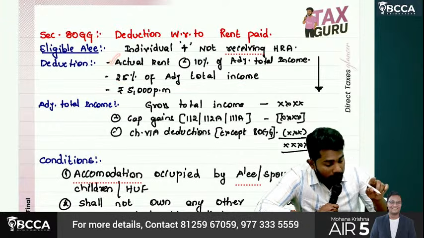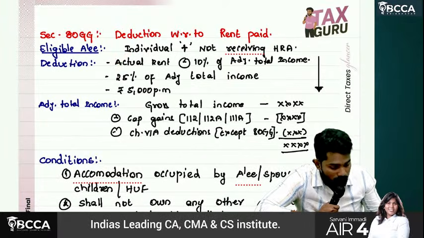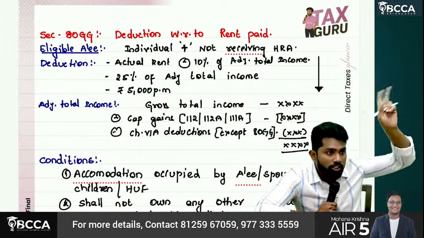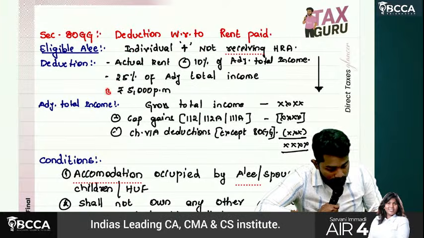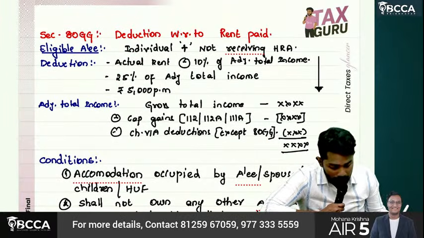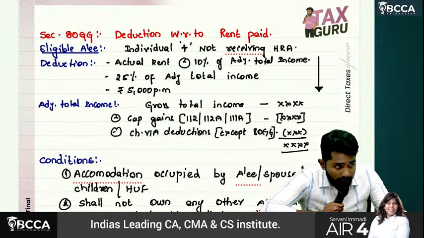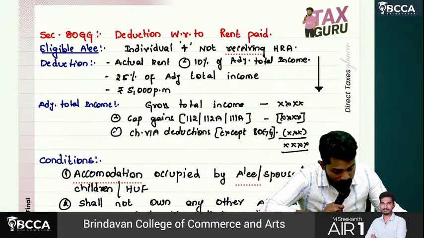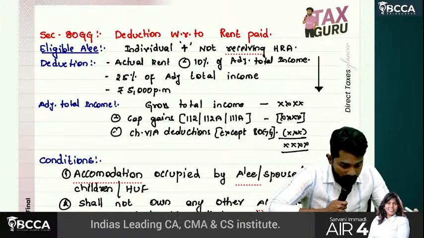Sir, there it was rent paid minus 10% of salary. Here it is rent paid minus 10% of adjusted total income, 25% of adjusted total income. There it was 40 or 50% of salary, HRA. Here it is 25% of adjusted total income. The third one is 5,000 per month. So out of these three, whichever is lower is eligible for deduction. Understand, sir? Actual rent minus 10% of adjusted total income, 25% of adjusted total income, 5,000 per month, whichever is lower.